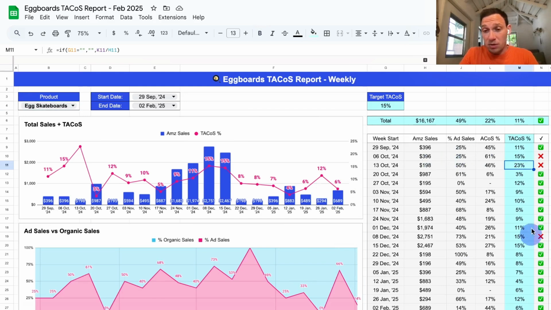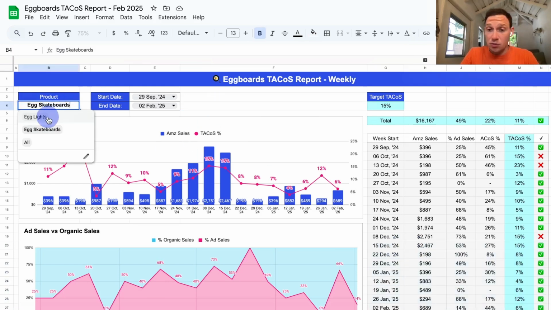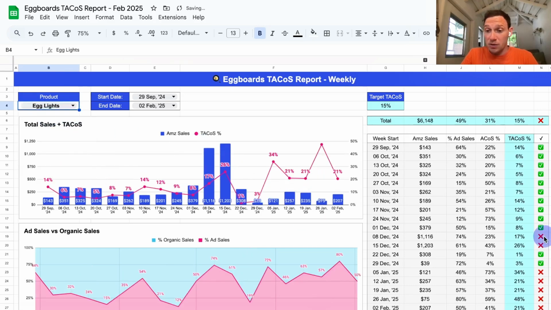And on this table, you see basically if I've hit my goal of 15% for this product, and each one is a week. And the past few weeks, starting from December, have always been under 15%. Now, the same thing is not true for the lights. If I click for the lights, you'll see here immediately that I did not hit 15%.